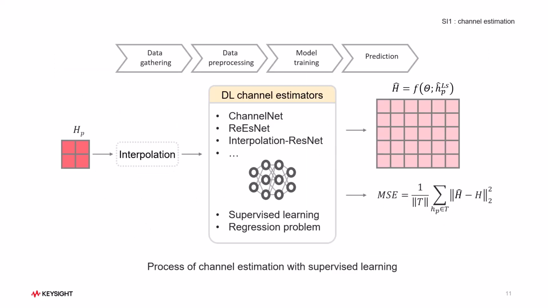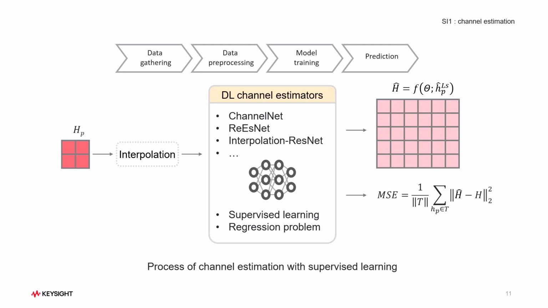And this is the process of channel estimation with supervised learning. In this process, we start by collecting data from our communication channel. This data includes the signals we send through the channel and the corresponding channel characteristics. Think of it as gathering evidence about how our channel behaves under different conditions.